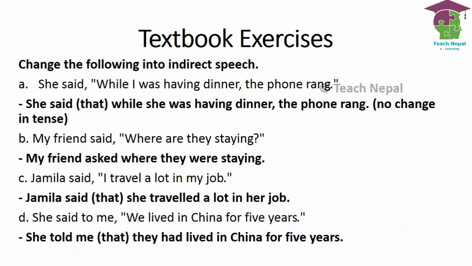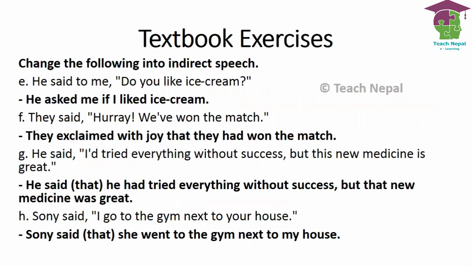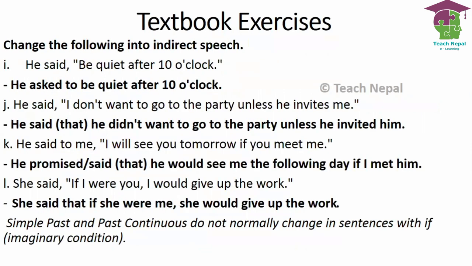Number B, my friend said where are they staying, right? My friend asked where they were staying, right? C, Jamila said I travel a lot in my job. Jamila said that she traveled a lot in her job. In that way, we need to change present into past, right? Time adverbial, pronoun, first person to the third person, right? In that way. So now there is no problem.